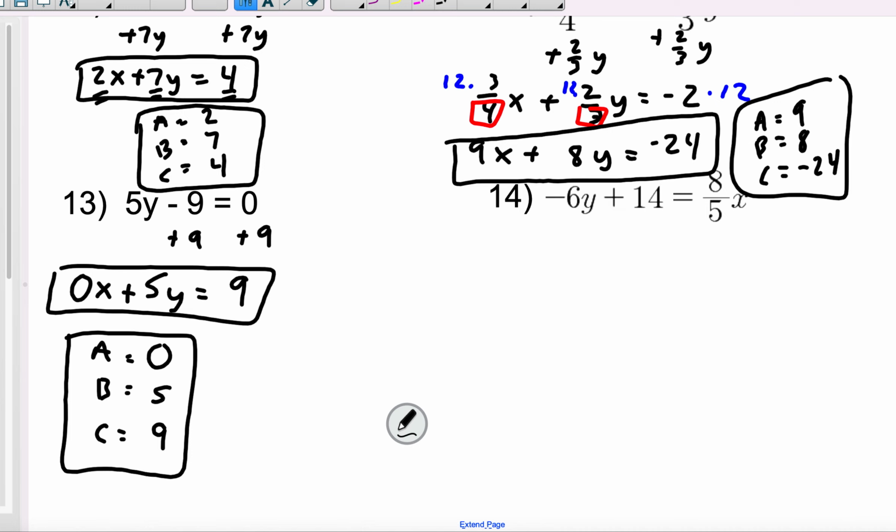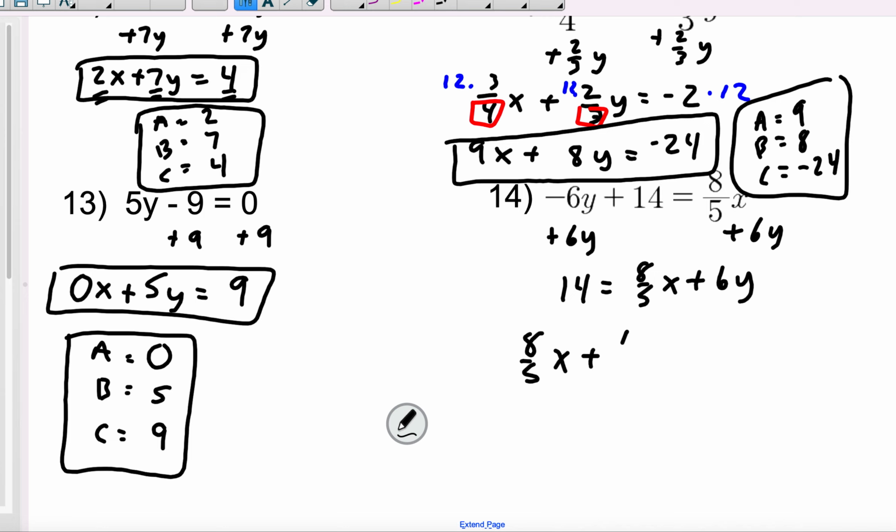Number 14 here, I'm seeing that I have an x term over here on the right, and I've got a y and a constant term on the left. So I think I'm just going to bring the y term over to the other side, that way I only have to move one term. And I might even rewrite this in the right order, because I like my x first, then my y, and then my constant. So we've got 8/5 x + 6y = 14.